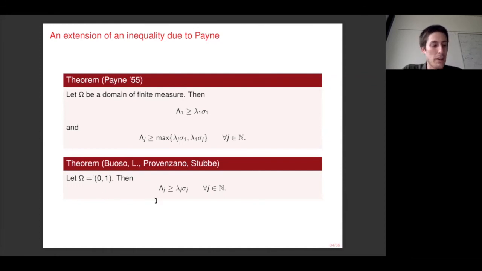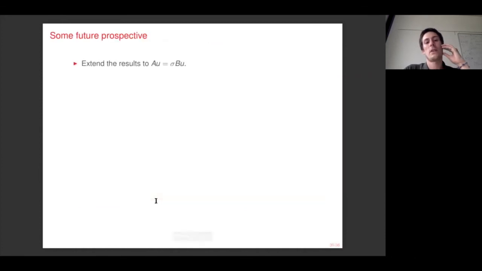So let me briefly finish with some observations and maybe some future perspective starting from this work. We believe that some of these techniques, some of these results, can be extended to more general operator pencil problems of this form, for more general operator pencils.